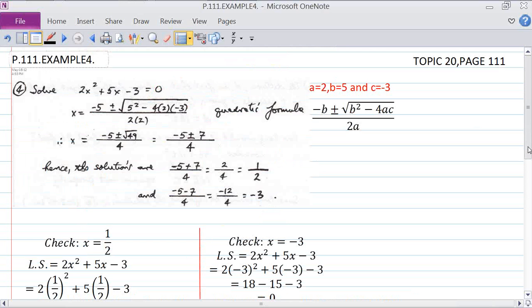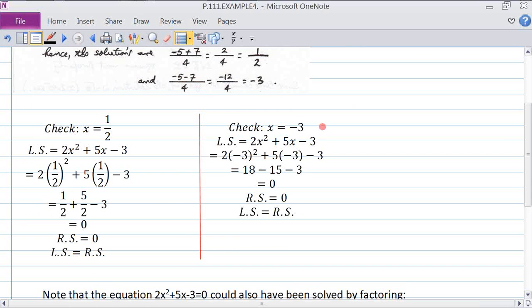Now, the other solution that we have is that x equals minus 3. We put that into the equation, and we get 2 times, instead of x squared, we write minus 3 squared, plus 5x. Replace the x with minus 3, and we get minus 15, and then minus 3. Well, minus 3 squared is 9. 2 times 9 is 18. So 18 minus 15 minus 3 becomes 0. The right side is 0. The left side equals the right side.